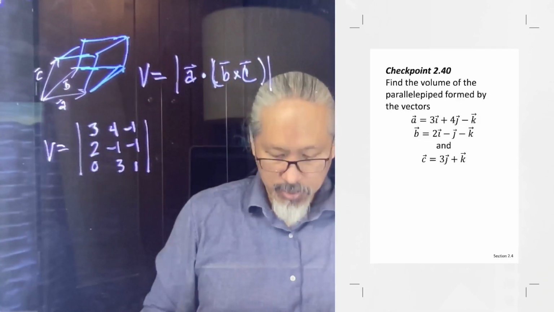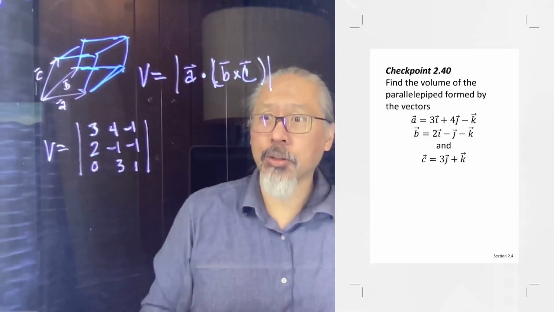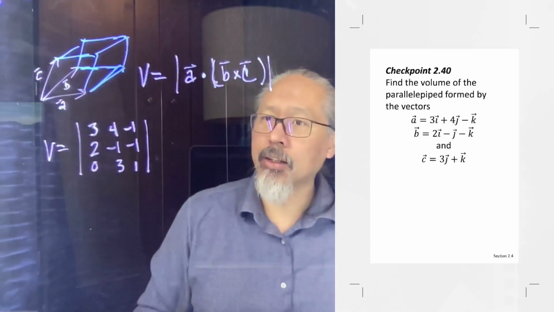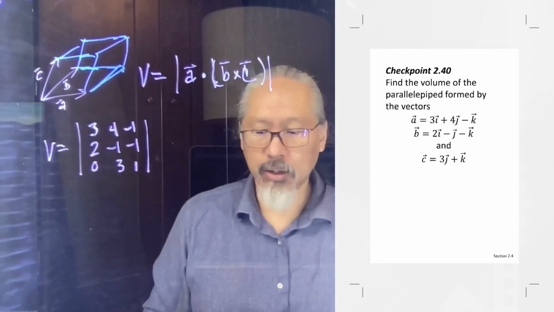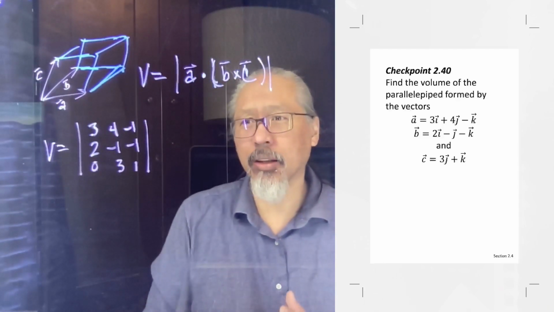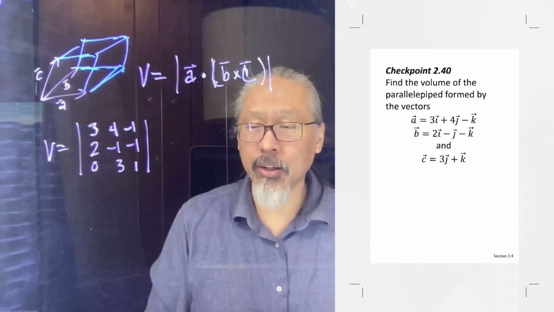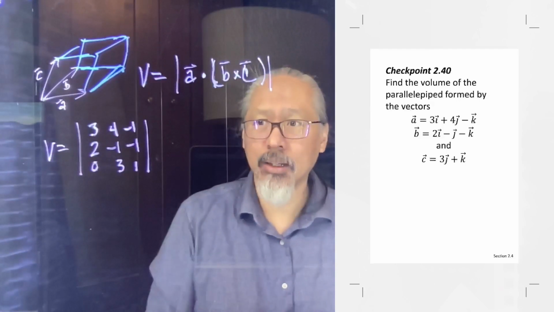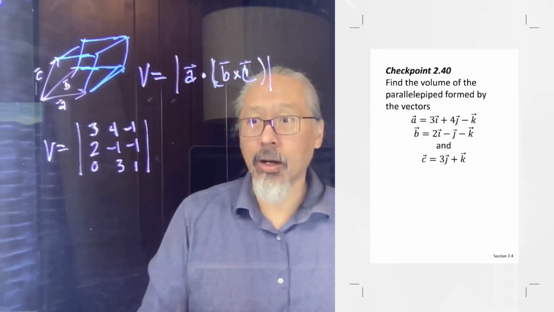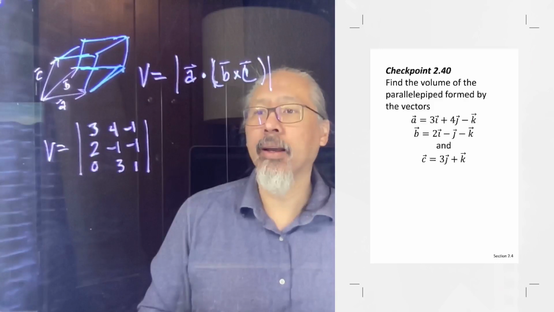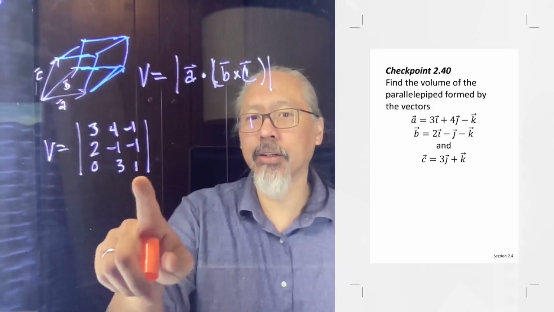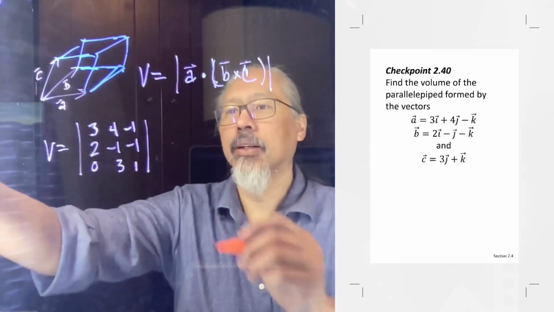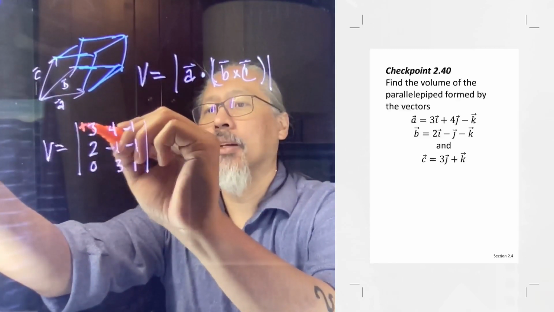Our usual cross product is to expand on the top row. But since we're looking at this as a determinant of a matrix, we can expand on any row or column that we want. And I'm going to choose to expand on the bottom row because there's a 0 here and then there's a 1. So that looks like it's a good combination.